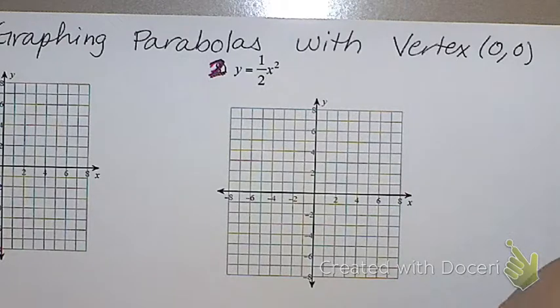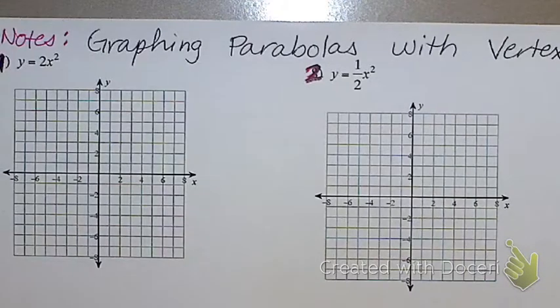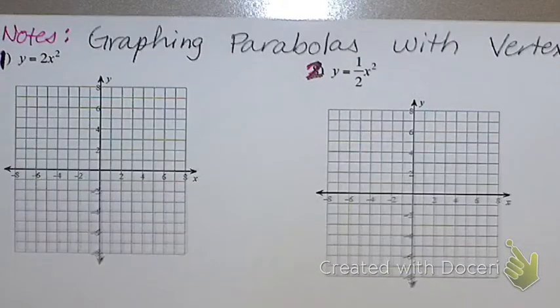With the vertex 0, 0 is easy. So, how do I know that these parabolas have a vertex of 0, 0? Well, there's a couple different ways, and truly I think you'll understand it most once I teach vertex form. So let me talk to you about the anatomy of a parabola first.